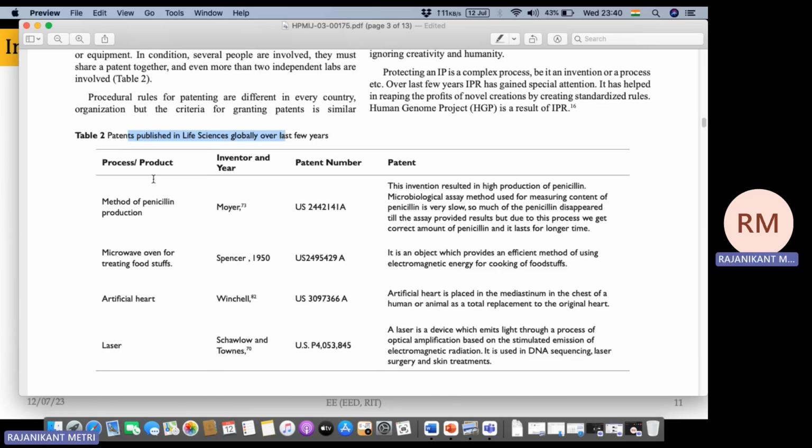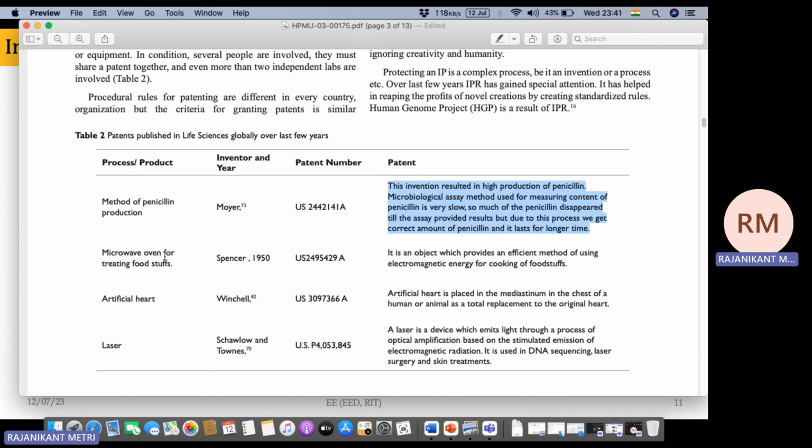Here see the product or process related to the method of penicillin production. The inventor is Moyer, and this is the patent number US 244241118. And what is that patent? This invention resulted in high production of penicillin. The microbiological assay method used for measuring the content of penicillin is very slow, so much of the penicillin disappeared until the assay provided results. But due to this process, we get the correct amount of penicillin and it lasts for a long time. So this is the description of that particular patent.